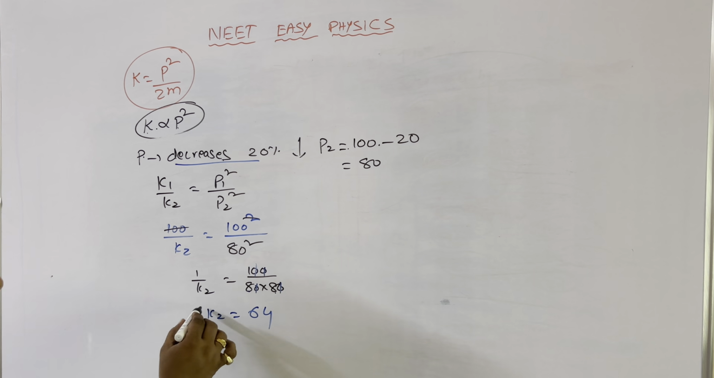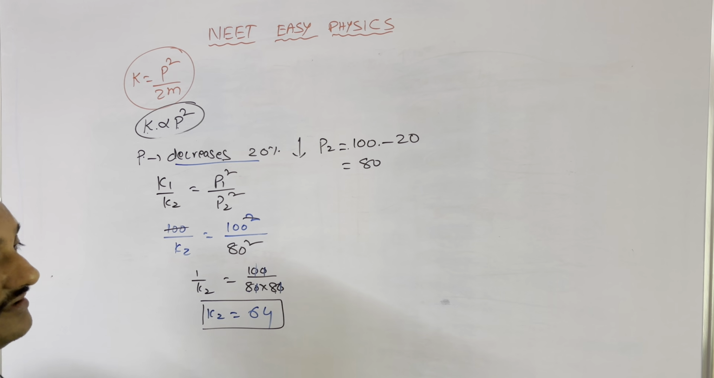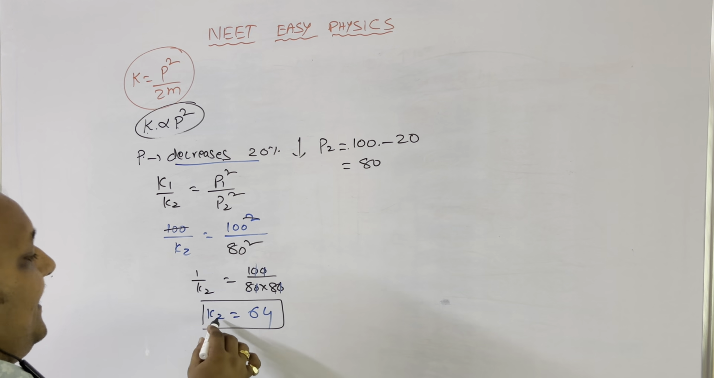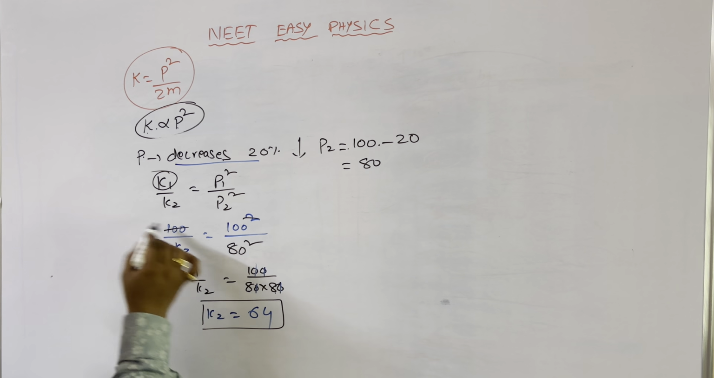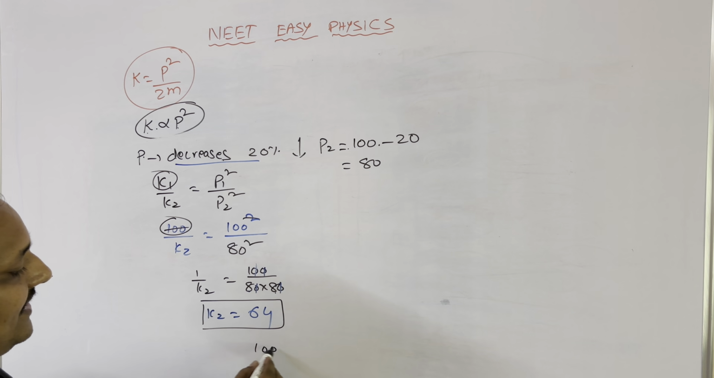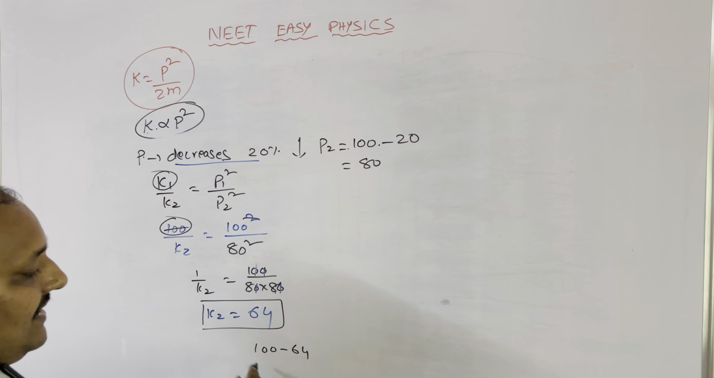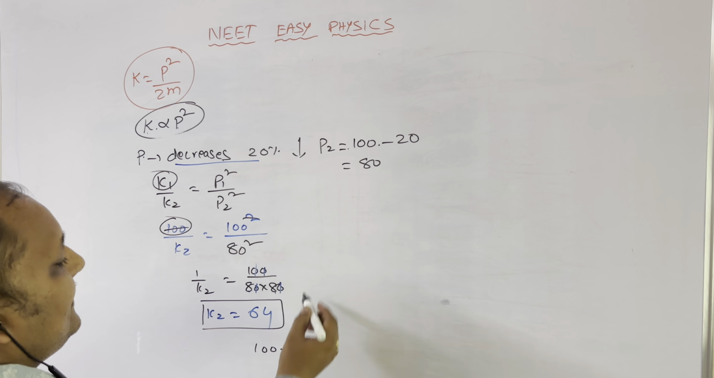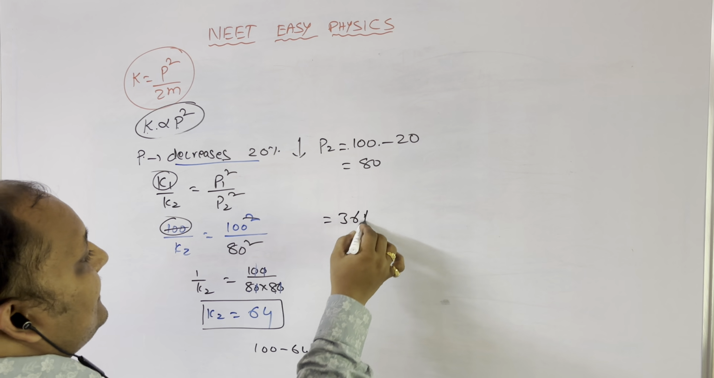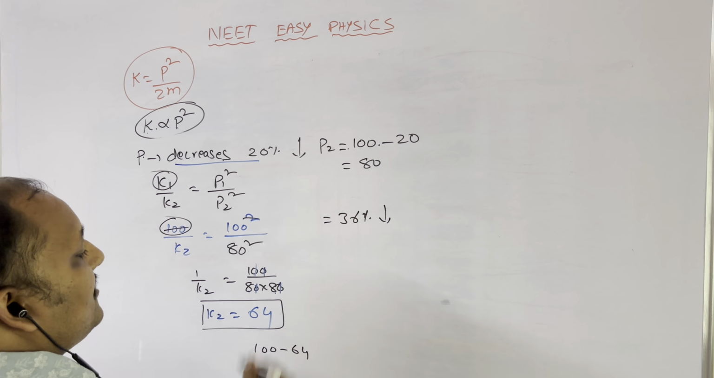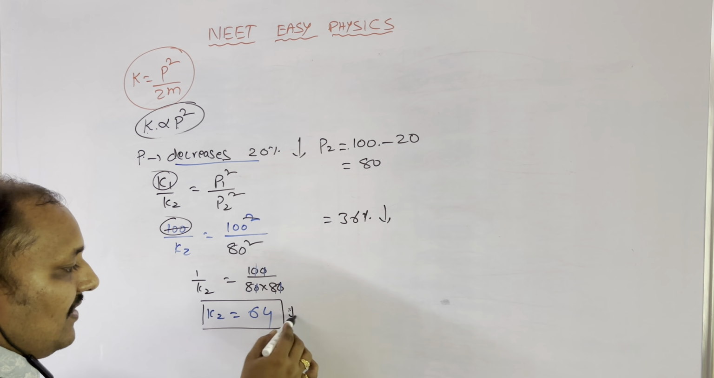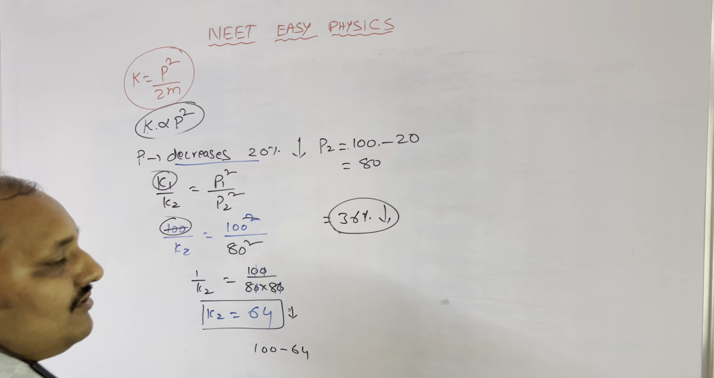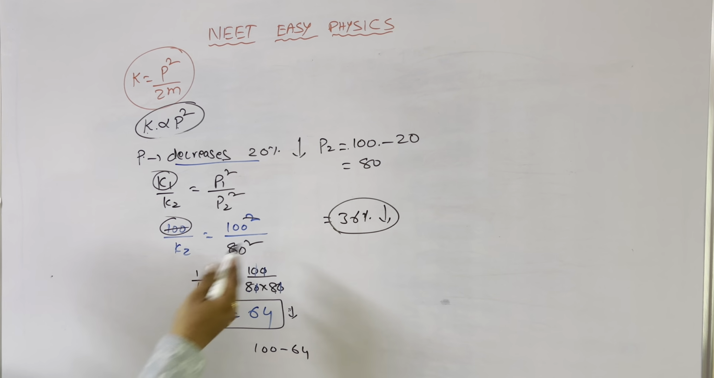So the answer is not 64. We got 64 after substituting all this. Now we have to find the change. Initial kinetic energy, how much we have taken? Initial kinetic energy 100. So 100 minus 64 means we will get 36. So 36 percent is going to decrease. Whenever you get below 100, the percentage is going to decrease.